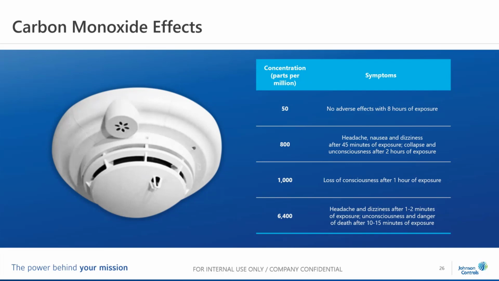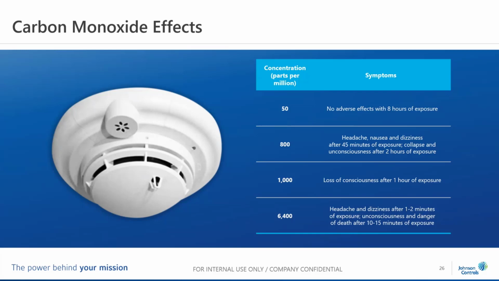So then we look at concentration and time because it changes. What happens when I have higher concentration levels? If I have 800 parts per million of carbon monoxide, within 45 minutes you start to get headache, nauseous, dizziness, and within 2 hours you're probably going to become unconscious. If you raise that to 1,000 parts per million, you're going to become unconscious in about an hour.